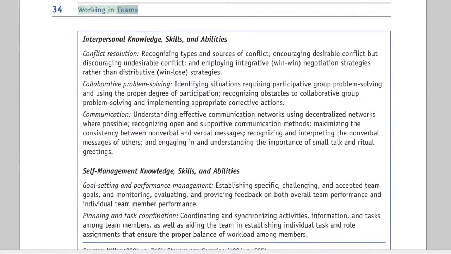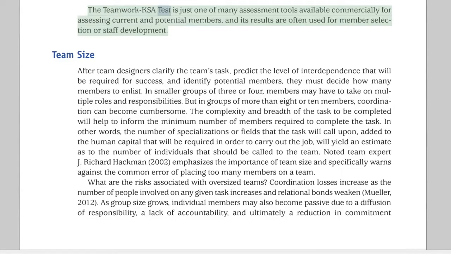Working in teams. 34. The Teamwork KSA test is just one of many assessment tools available commercially for assessing current and potential members, and its results are often used for member selection or staff development.